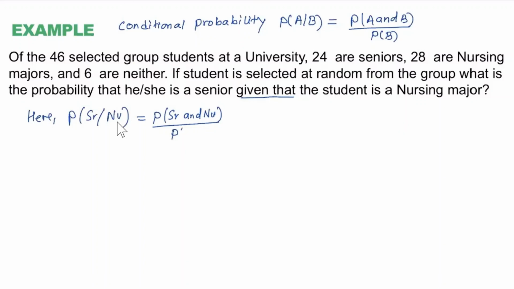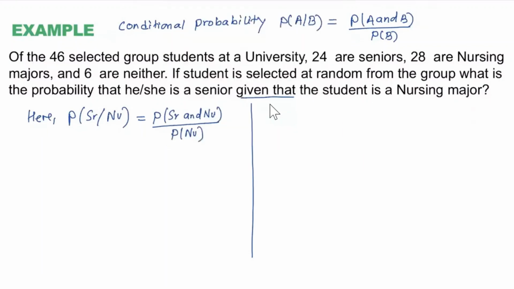So that is the formula. Now, if you look at this, you can see here, probability that they are nursing major, it's given here. 28 are nursing major, 28 out of 46. I know this one, but there is no information about how many students are both seniors and nursing major. That is not given. So first we need to know this information. How many students are senior and also nursing major? So what I'm going to do is I'm going to draw a Venn diagram to represent this data. You can also copy this along with me.